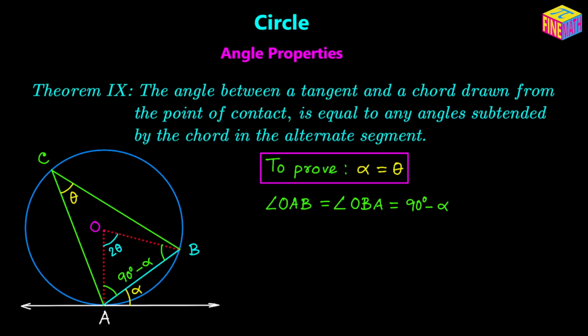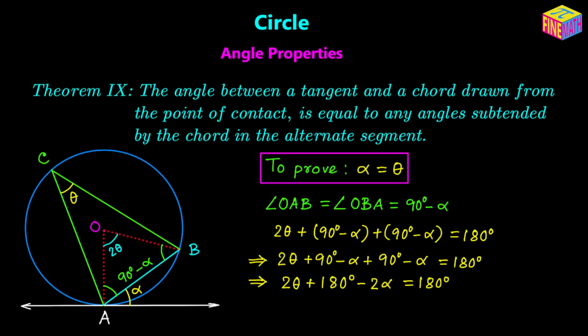Now, if we add up all 3 interior angles of this triangle OAB, then their sum will be equal to 180 degrees, because we know from the angle sum property that the sum of the interior angles of a triangle is equal to 180 degrees. And then if we remove the parentheses and do a little bit of simplification, we can say that 2 times theta plus 180 degrees minus 2 times alpha will be equal to 180 degrees.